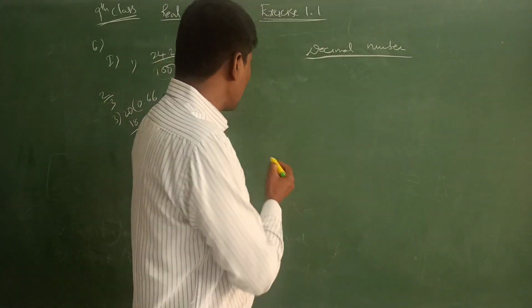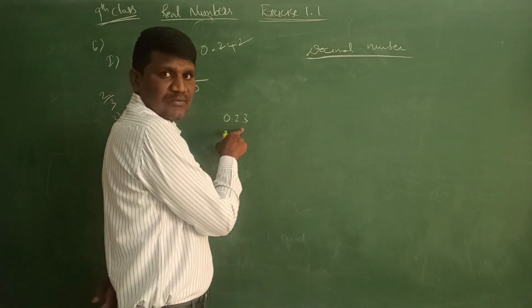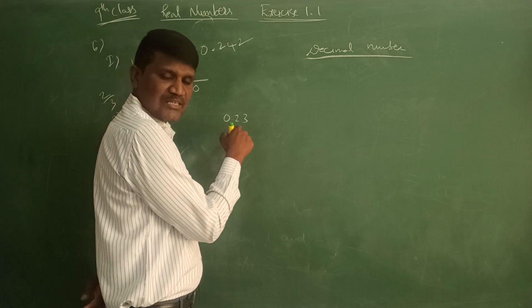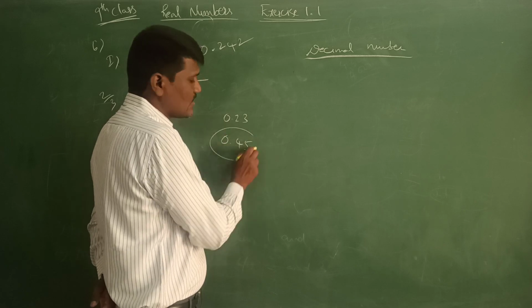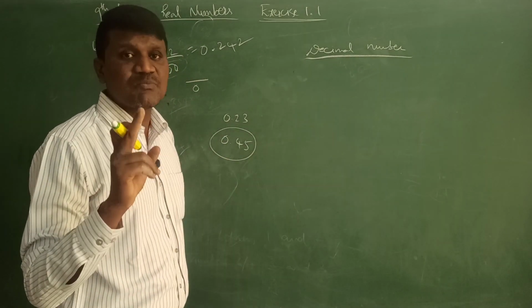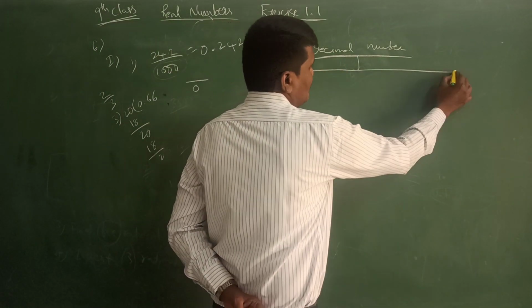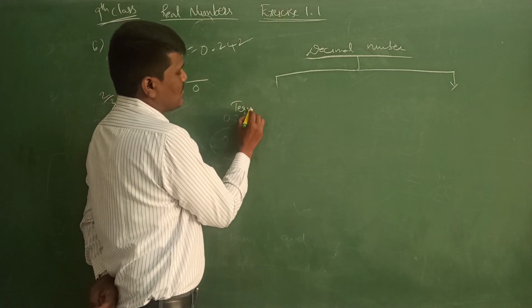What stops? Suppose I am writing 0.23, this decimal has stopped, right? If I take 0.45, the decimal has stopped. So there is nothing more. We can say this type of decimal is a terminating decimal. So decimals are of two types. One is a terminating decimal.